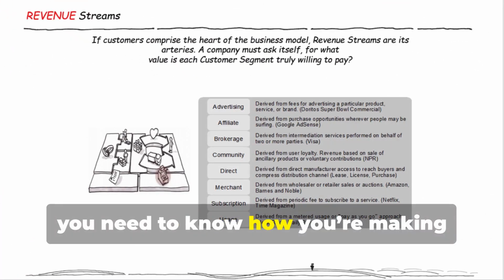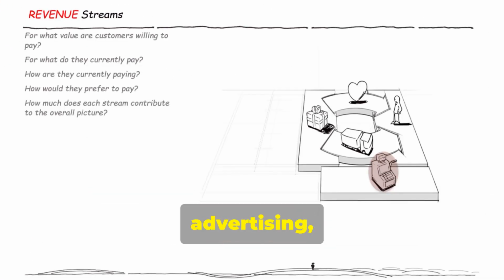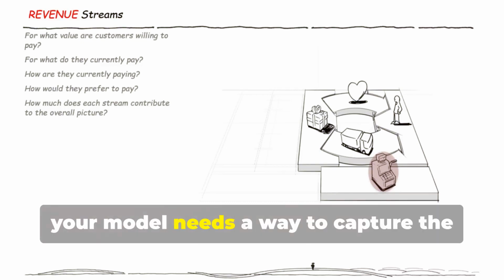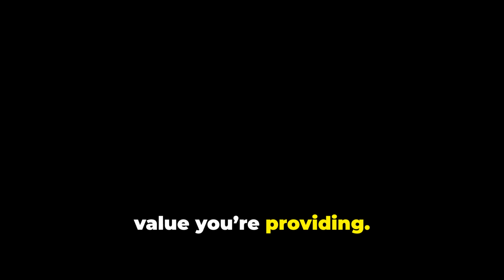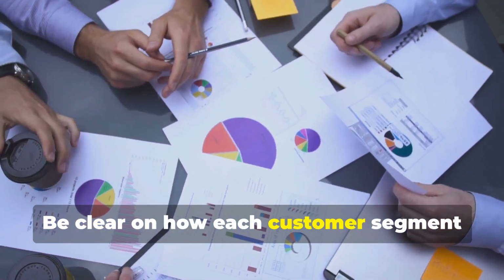Of course, you need to know how you're making money. Enter revenue streams. Whether it's through direct sales, subscriptions, advertising, or even licensing, your model needs a way to capture the value you're providing. Spotify earns revenue from both ads and premium subscriptions. Be clear on how each customer segment contributes to your revenue.